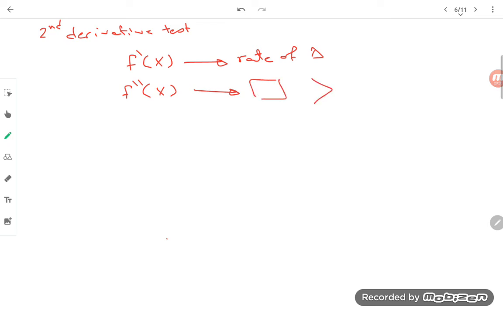So the first derivative helps to find the rate of change, while the second one helps to identify whether it is a maximum or a minimum point. If the value of the second derivative is greater than 0, this is a minimum point. If it is less than 0, this is a maximum point.